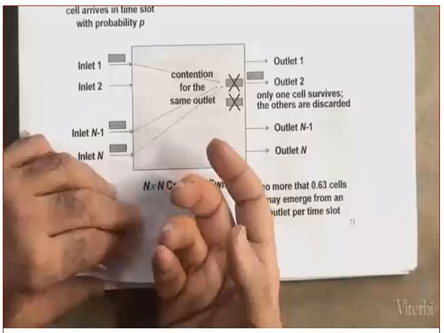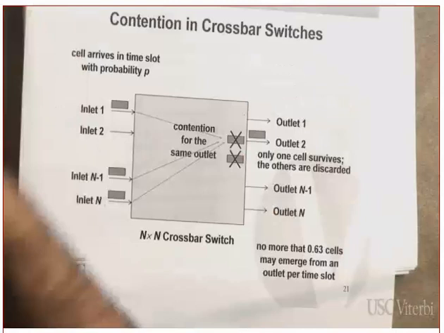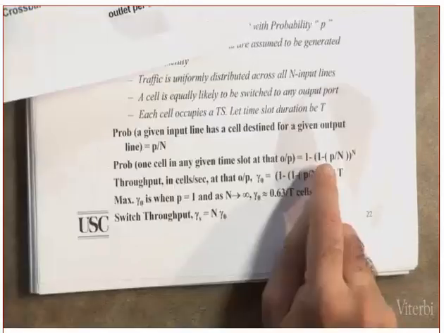It's actually less than the previous one, which is 0.586. Can you tell me why? Intuitively, why did the throughput come down? The throughput came down because the time to serve each individual cell is going to be increased if there is blocking, which means the throughput will go down. Did you understand what I just said or not?